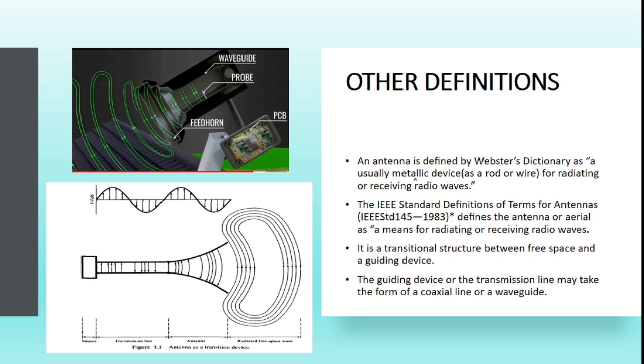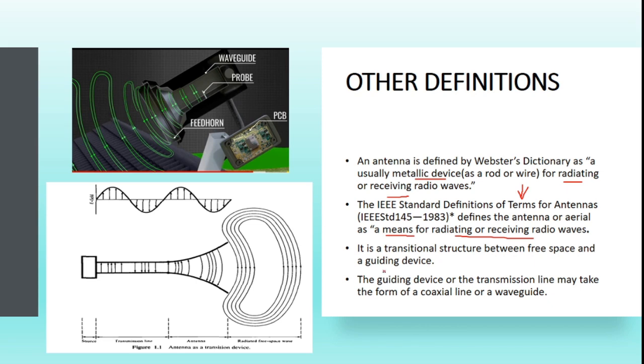So starting from the definition of a metallic device that receives or radiates radio waves, we came to a more enhanced definition: a means for radiating or receiving radio waves. In this definition, the term metallic is not there, which means it is not restricted to metallic devices. It is not that only metals can radiate or receive radio waves. Non-metallic devices were also capable of transmitting and receiving radio waves. And this definition was formulated by the IEEE in the year 1983. And this is the definition that we saw already. It is a transitional structure between free space and a guiding device.